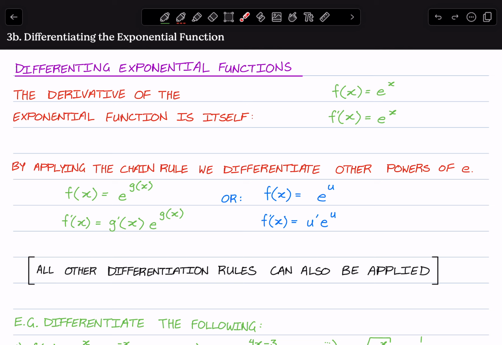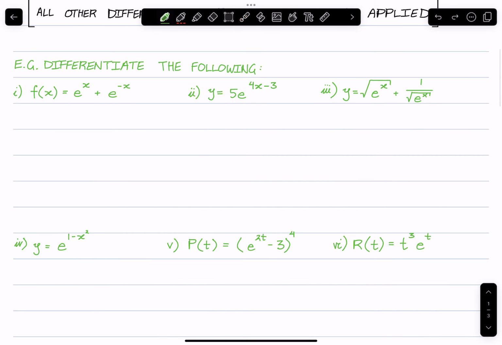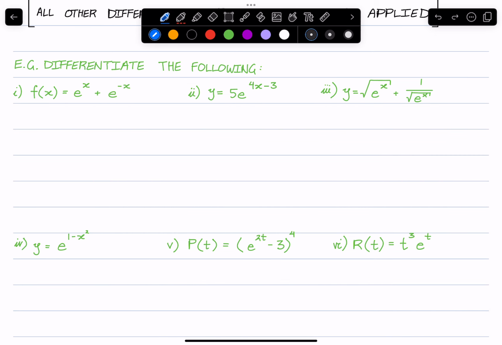I set my work out a little bit more simply. I identify the power of e as u, and I simply multiply the derivative of u to the derivative of e. And of course, all the other differentiation rules, such as the product rule and quotient rule, may also be applied. So let's get straight to some examples here. You can pause at any time and give this a go yourself.